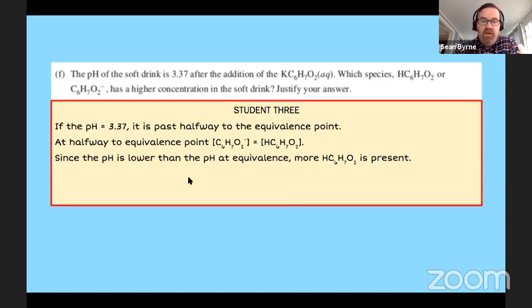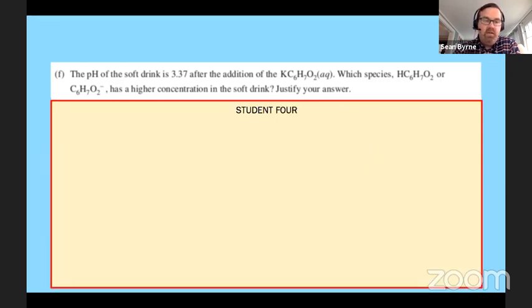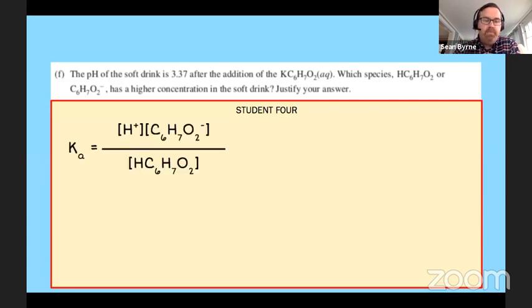Student 4, so I have another solution that I thought was really cool, the way that this student had answered the question. So I just wanted to show this to you. Maybe this is just my mathematical brain. But this student went back to the equilibrium expression, the Ka for this reaction, and said that we can set up what the equilibrium expression would look like. Ka is equal to the concentration of the ions over the concentration of the acid.